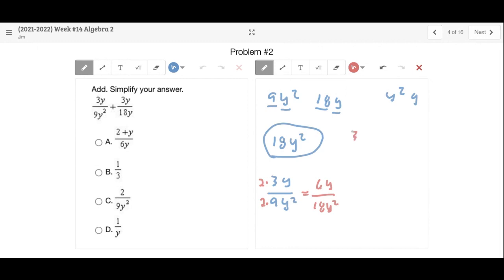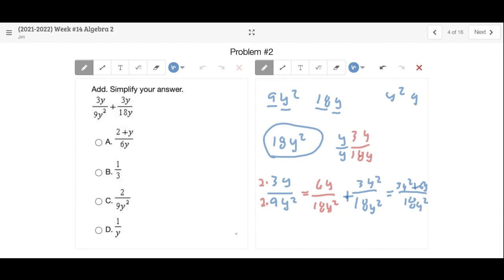And then I take the second one. I have 3y over 18y. What do I have to multiply the top and bottom by to get 18y squared? Well, I've got to multiply by y on top and bottom. So on top, I'm left with 3y squared. On bottom, I'm left with 18y squared. Do I have a common denominator now? And the answer is yes. So all I have to do is add across the top. 6y plus 3y squared, I can't add that. I can't add a y to a y squared, so I have 3y squared plus 6y over 18y squared.